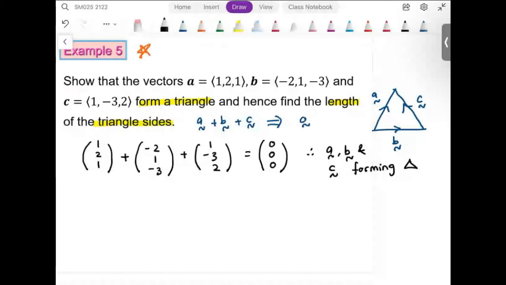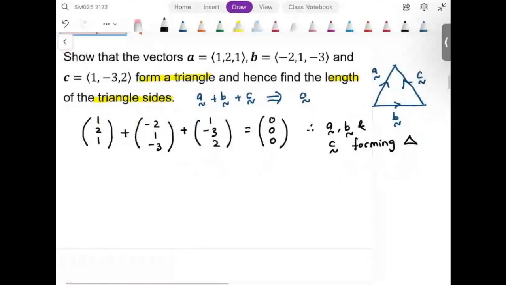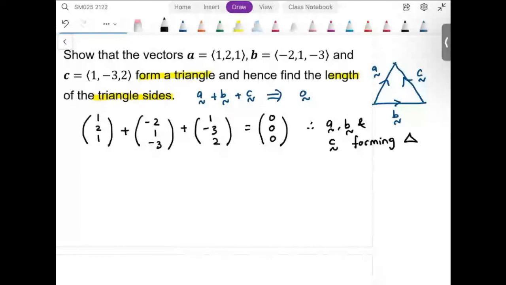Kalau dia suruh check bentuk apa-apa tu, maksudnya hasil tambah je. Okay. Next, find the length of each side. Maksudnya side A, side B, side C, kita kena cari panjang dia. Remember just now, what is length? Dia dah bagi tahu banyak kali tadi. Length is basically magnitude. Dia nak suruh cari magnitude sebenarnya.